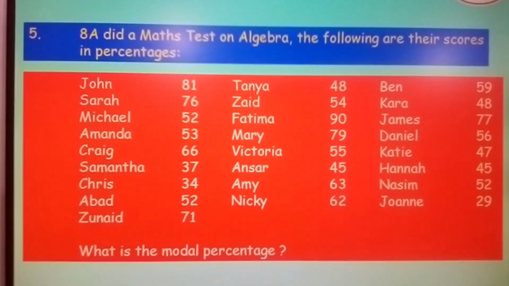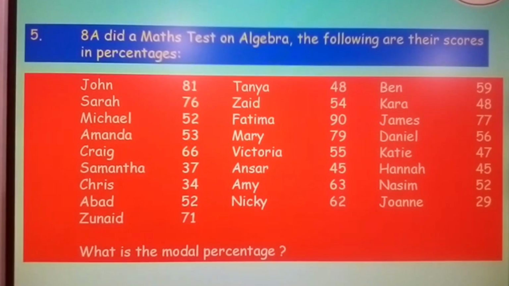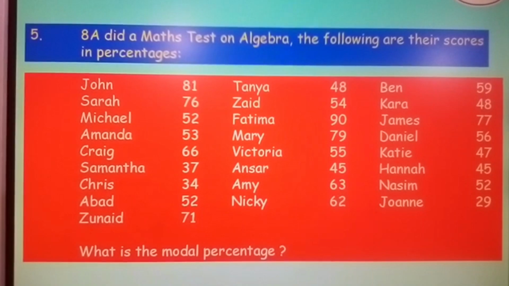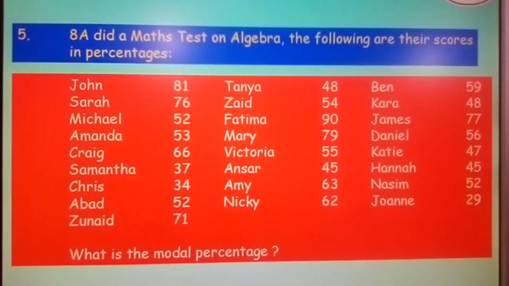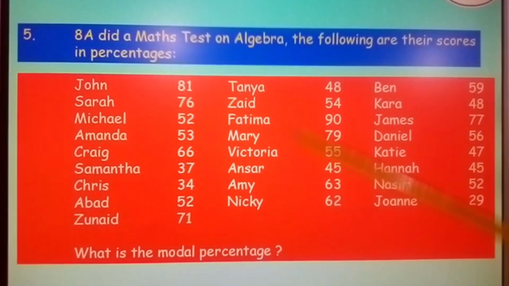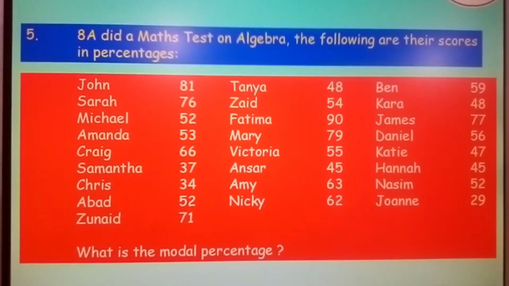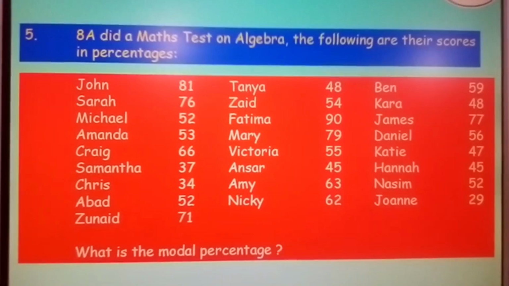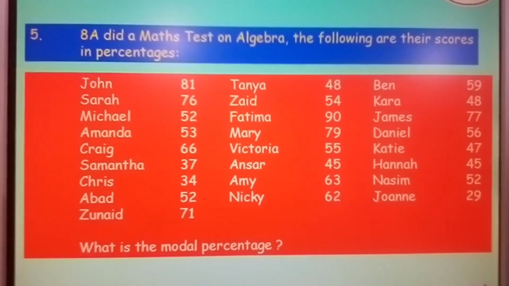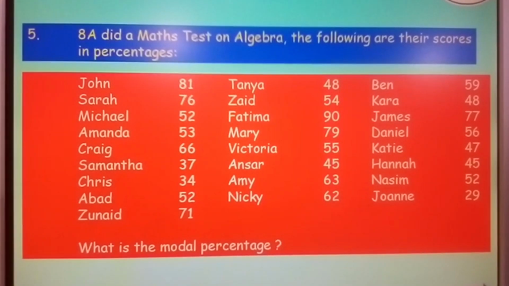Okay, questions on mode. A group did a maths test on algebra. The following are their scores in percentages. 81%, as you can see, 53%, 66, etc., etc. Now, what is the modal percentage? That simply means what percentage appeared most often.